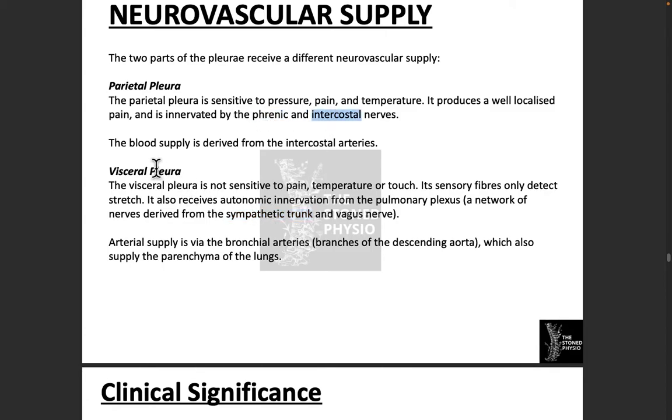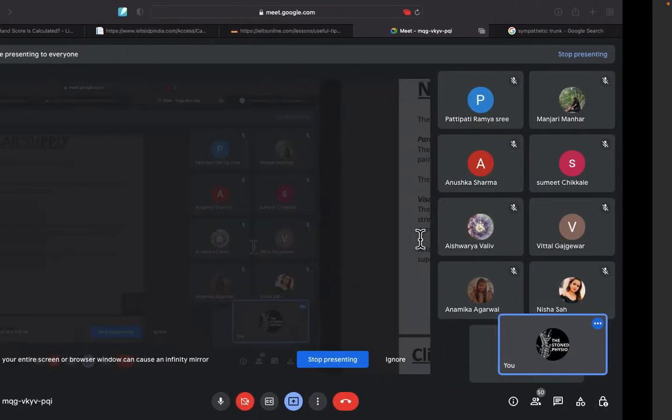And if we talk about the visceral pleura, we have got the sympathetic trunk as well as the vagus nerve. Apart from that, if we talk about the blood supply, we can simply remember that intercostal arteries supply the parietal pleura, and we can see the bronchial arteries, which are a branch of the descending aorta.